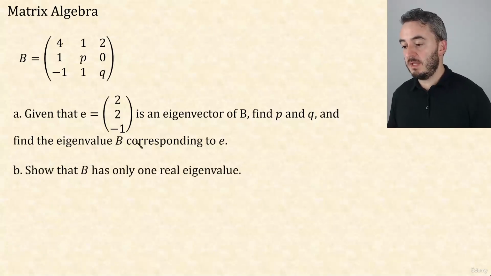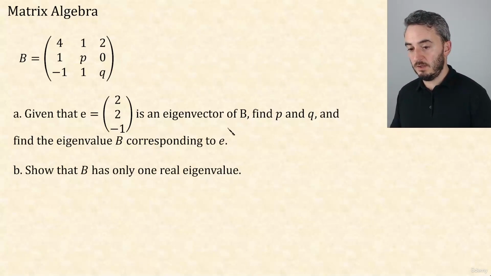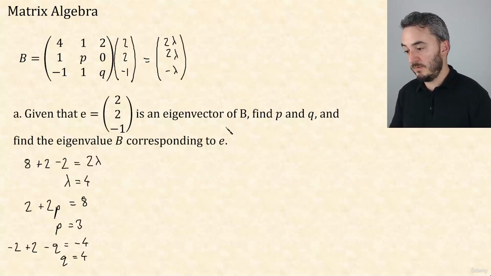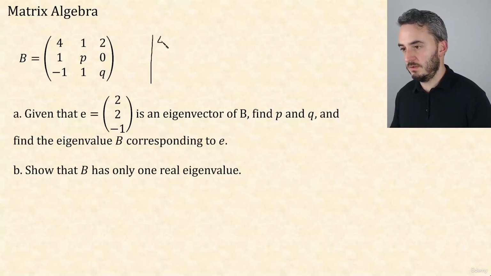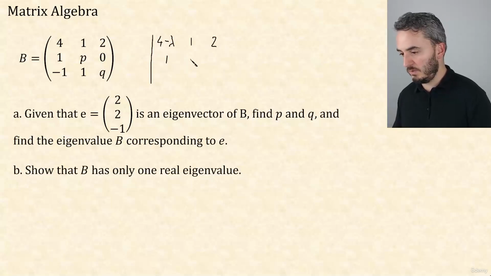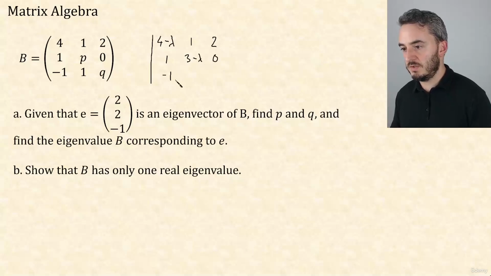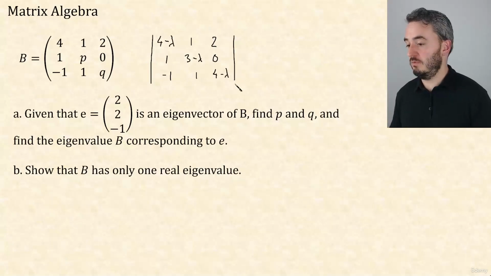Part B, show that B only has one real eigenvalue. Now, we know that the eigenvalue found so far is 4. So we need to show that's the only one. So we're going to consider the determinant of B minus lambda times the identity. We found that p was 3, so that's going to be 3 minus lambda, 0, minus 1, 1, and what was q? q was 4, so 4 minus lambda. And we're hoping to show that there's only one solution to this.